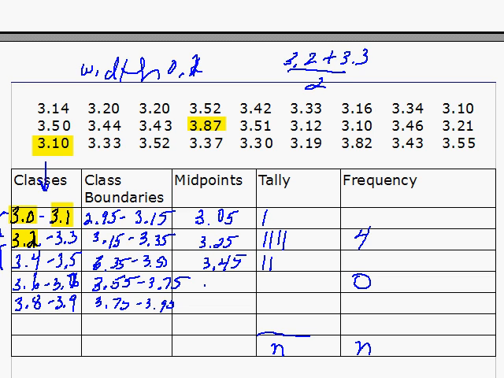Tally marks, it's easy when you want to compute frequency. It's easier just to go down the data, this one, this one, this one, this one, and make the tally marks, and then compute the frequency. If you go through and try to pick out the ones that would be in this class, and this class, and this class, you can do that if you want, but it's much easier to just make the little hash marks and count them up.